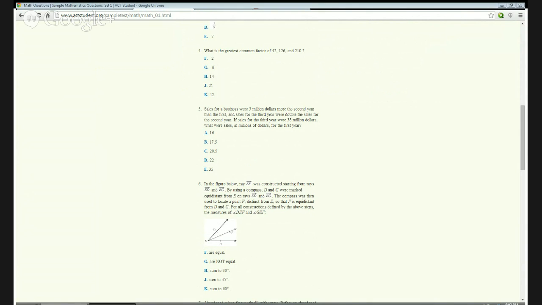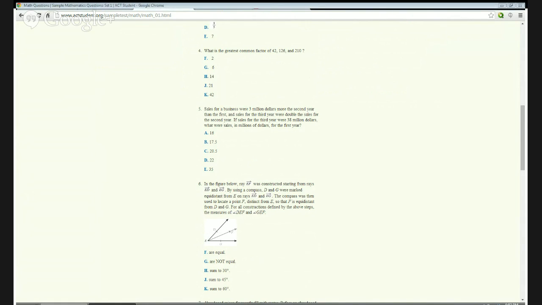And I just did 3 because we're talking in millions of dollars, so everything's going to be in millions of dollars. So we don't need to put 3 million. We can just put 3. So they're saying the second year was 3 million more than the first. So x is going to equal our first year. 3 million more means to add, will be x plus 3.